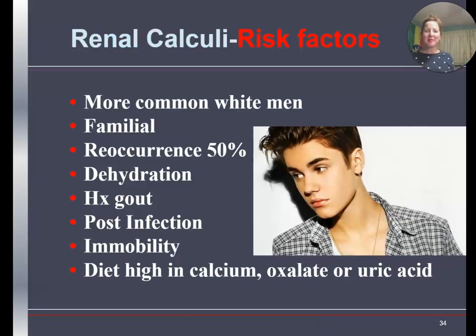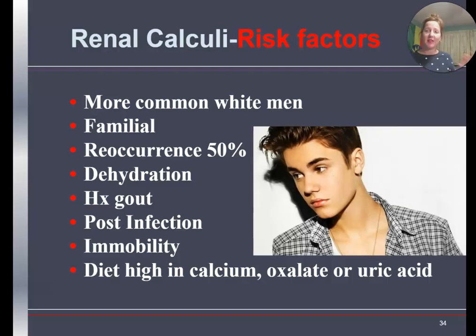So I guess Justin Bieber had kidney stones at some point. He's had a lot more going on since I think this slide was made. I initially thought it was because it says more common in white men, but I didn't know he had stones. So apparently that was the reason why this person used the picture.